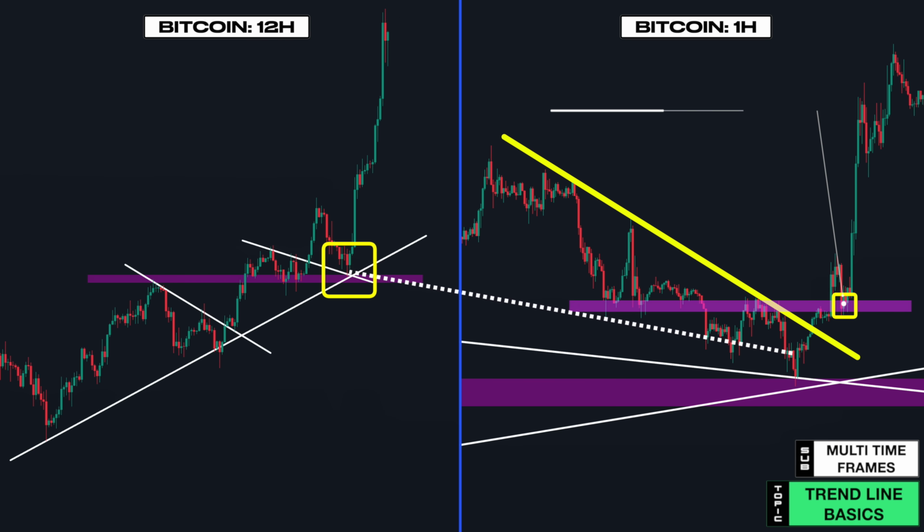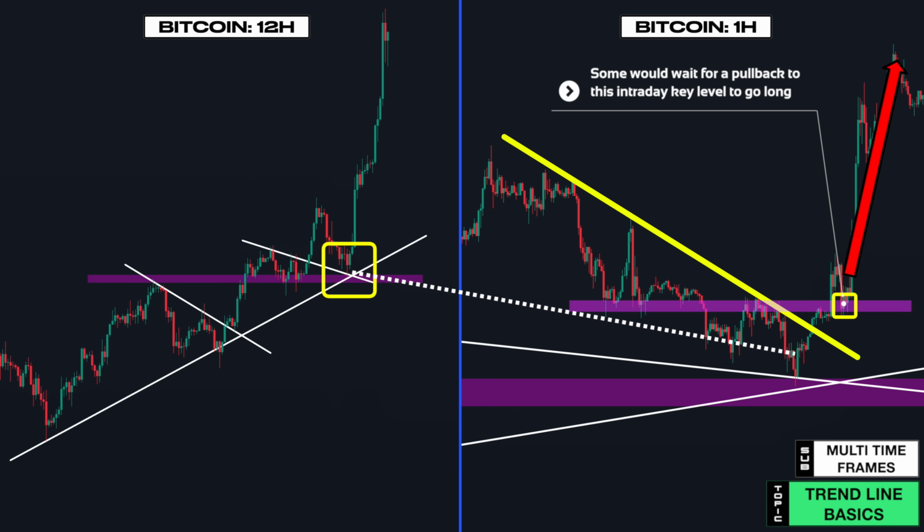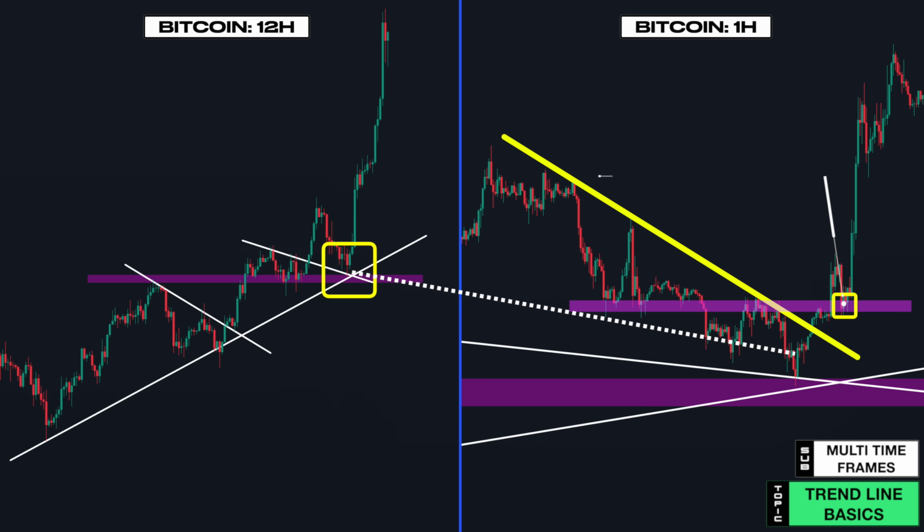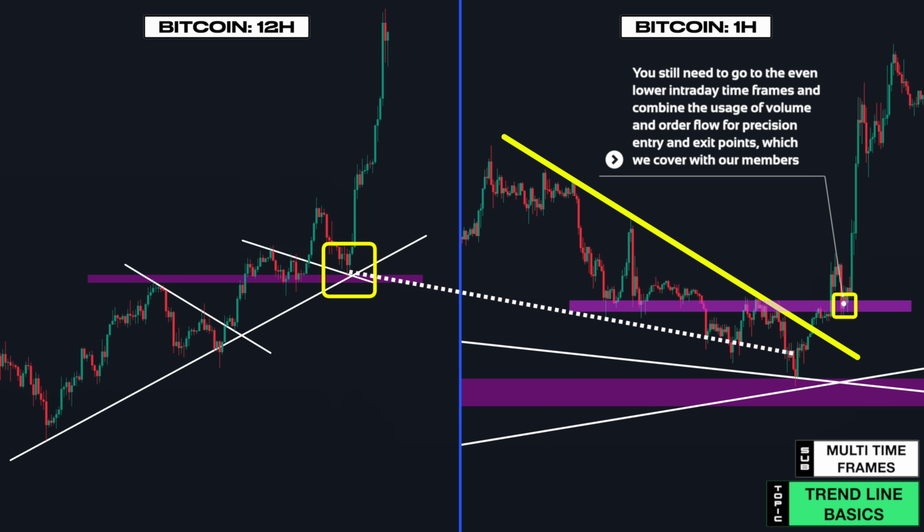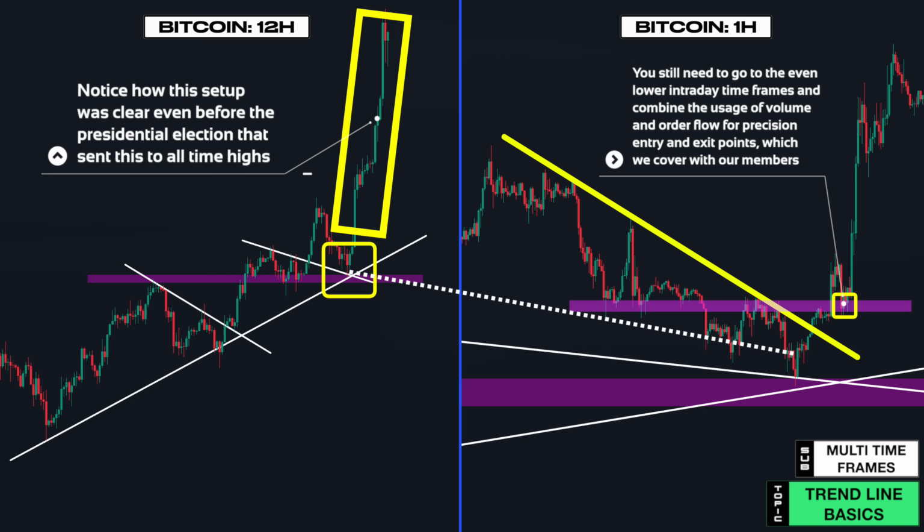Some would wait for a pullback to this intraday key level. Regardless of which you use, you still need to go to the even lower intraday timeframes and combine the usage of volume and order flow for precision entry and exit points, which we cover with our members. Notice how this setup was clear even before the presidential election that sent this to all-time highs.